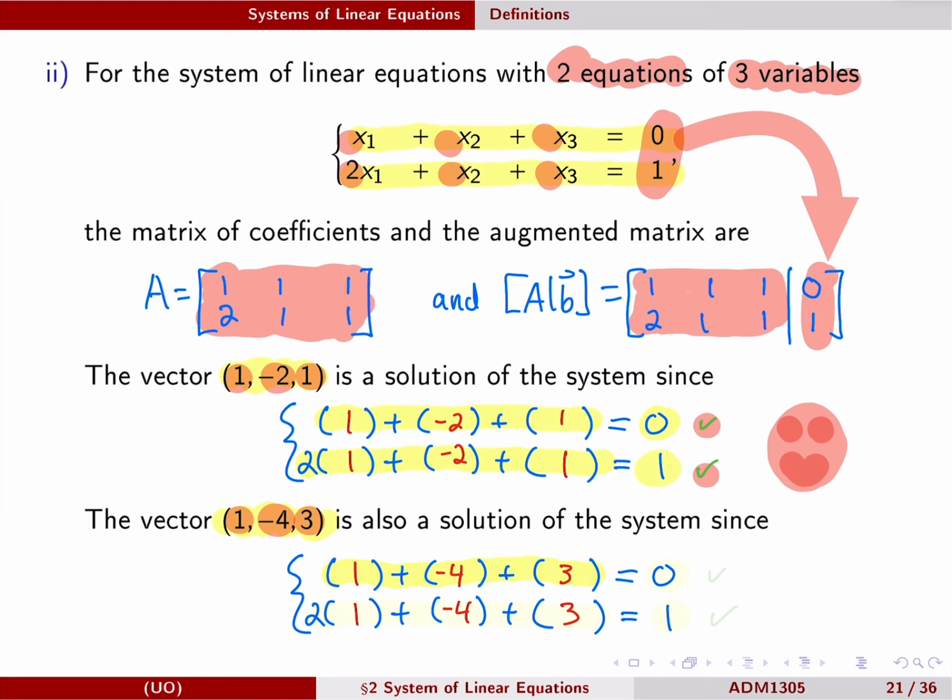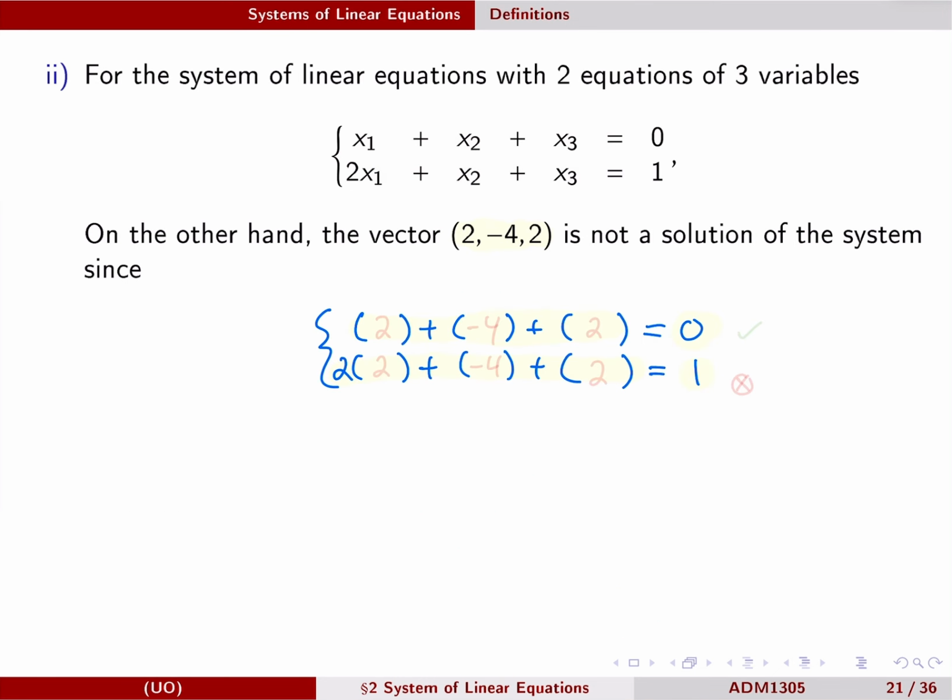1 minus 4 plus 3, yes, sir, we get 0. 2 minus 4 plus 3, yes, sir, we get 1. Because we have equality in the first and in the second equation, we have another solution for our system. But not all triplets are a solution.